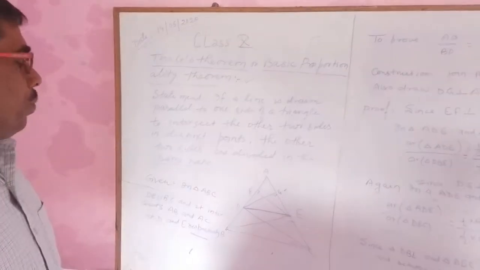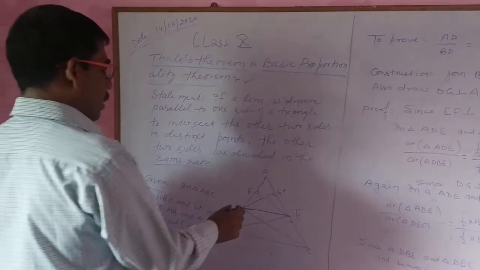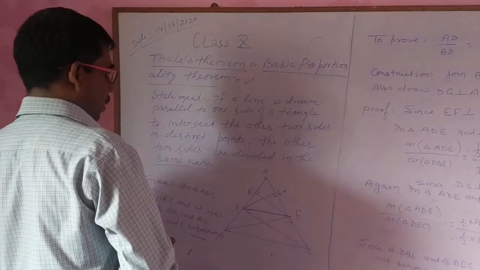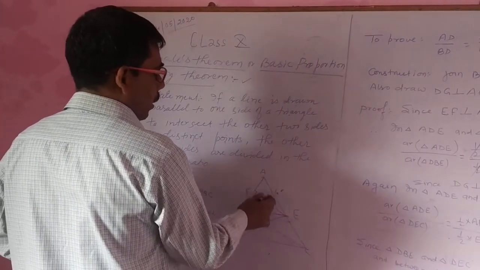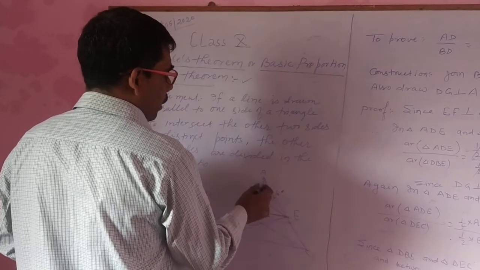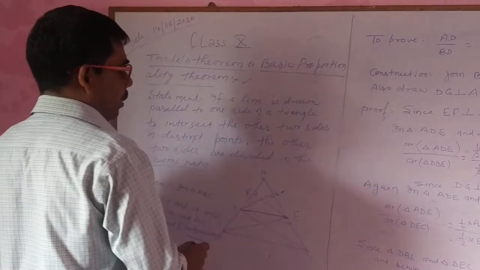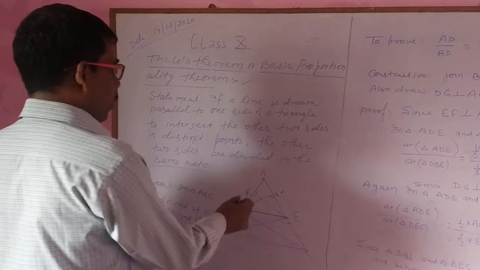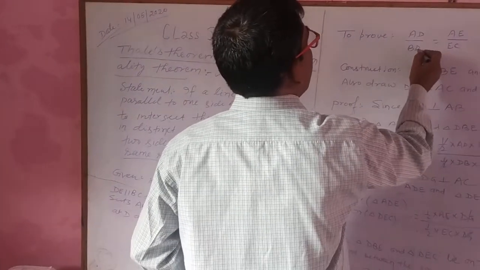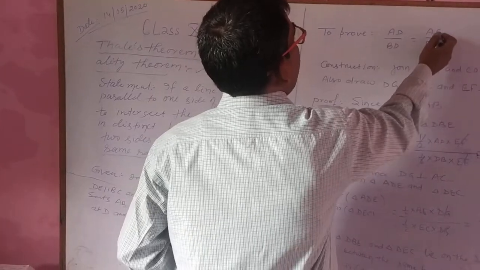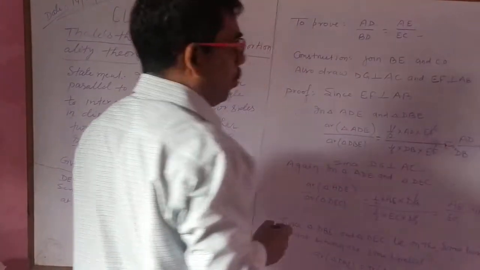We have to prove: this line intersects AB at D and AC at a point E. Then we have to prove AD by DB equal to AE by EC. We have to prove.